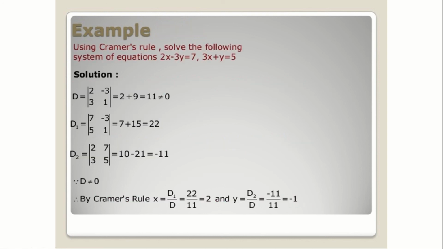If you understood this, please do this example problem also. This is based on Cramer's rule. In the same way as I explained now, it has to be calculated by calculating x is equal to d1 by d and y is equal to d2 by d. I hope you understood this.